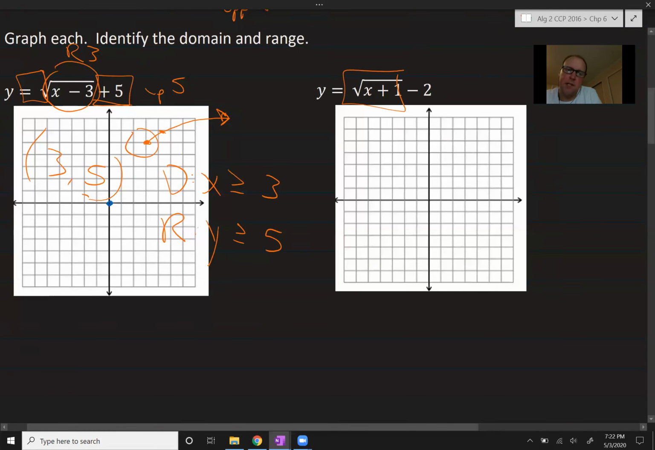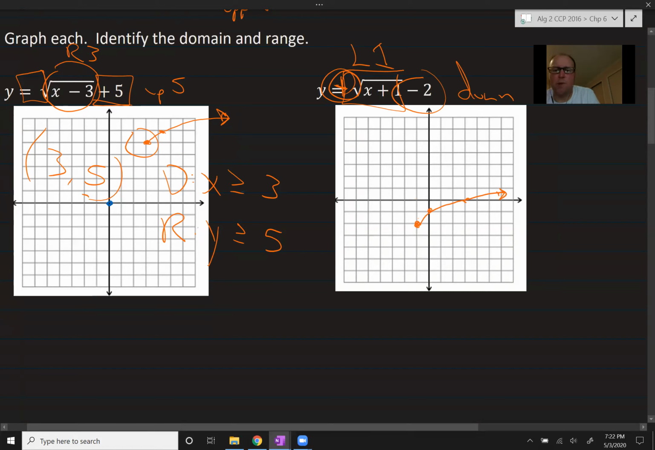All right, the next one says plus 1, so which way we're going to go? Left 1, excellent. The minus 2 is going to take it where? Down 2. So left 1, down 2. Here's our beginning point. In front here, there's nothing, which implies a positive 1. So I'm going to go up 1 and over 1. I could continue that just a little bit to get the idea of the square root of 4 is 2.